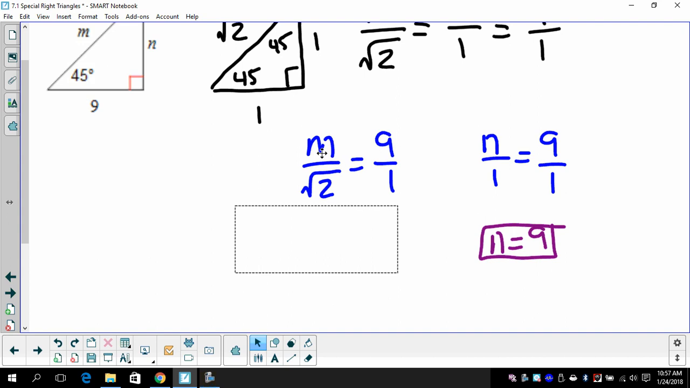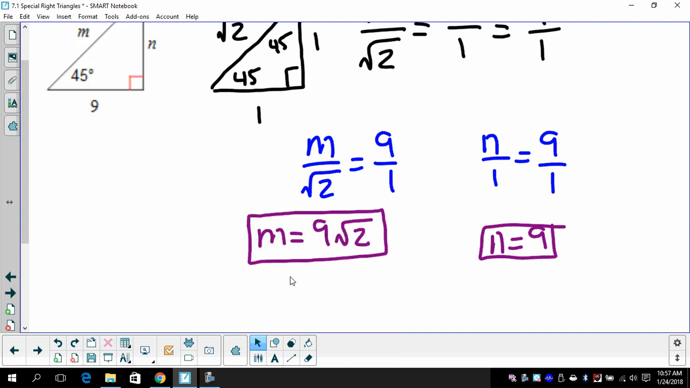Here I'm going to cross multiply 1 times m and 9 times root 2. And so we can leave it just like this. M is equal to 9 root 2.